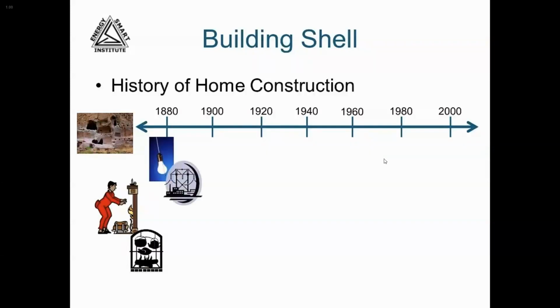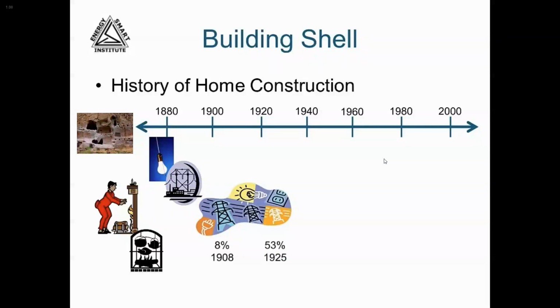In the early 1880s, Thomas Edison invented the incandescent light bulb and built the world's first power station to provide electricity for his invention. By 1908, 8% of American homes had access to that electricity. Just 2 decades later, in 1925, 53% of homes were connected to the electric grid. By the 1930s, natural gas began competing with wood and coal to be the residential heating fuel of choice.